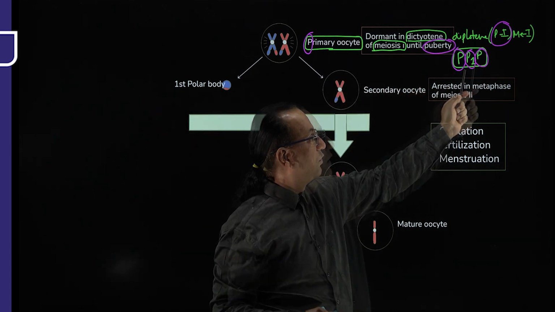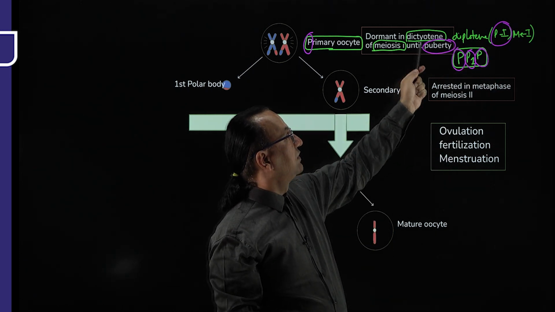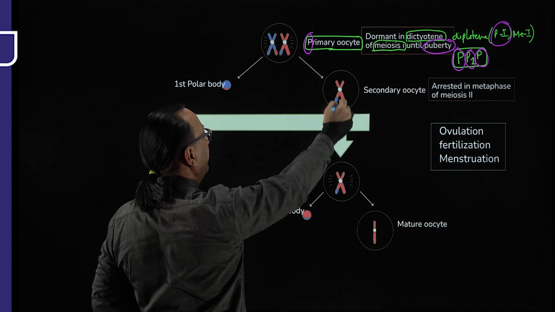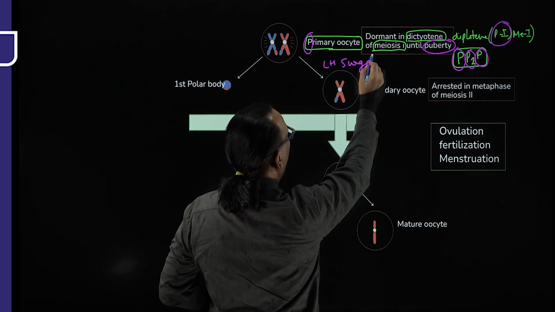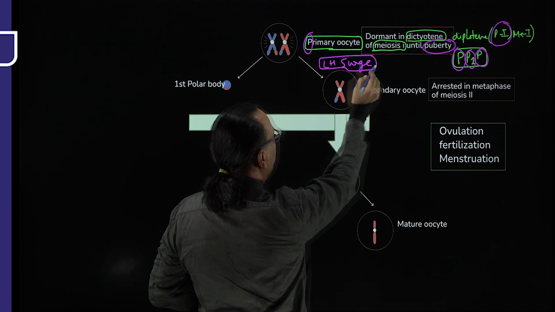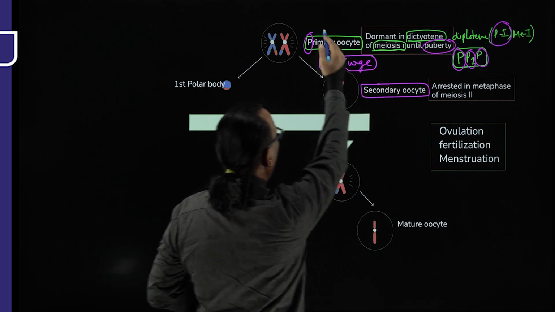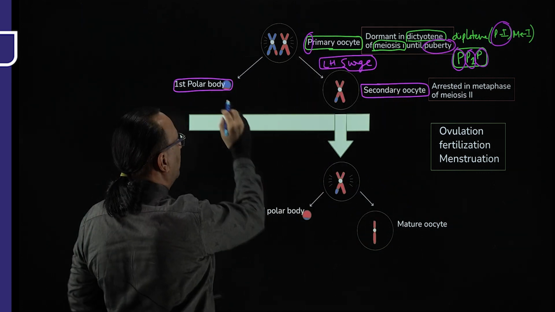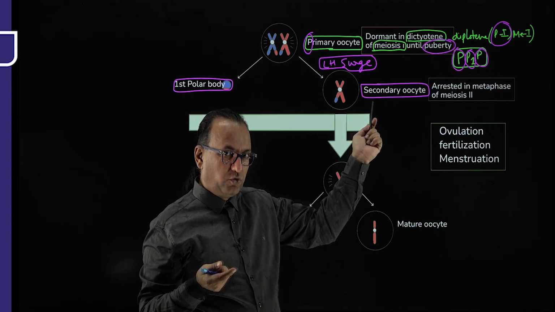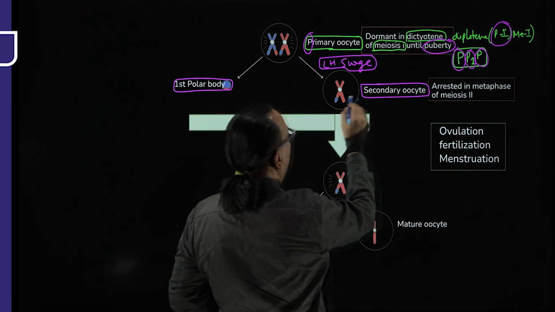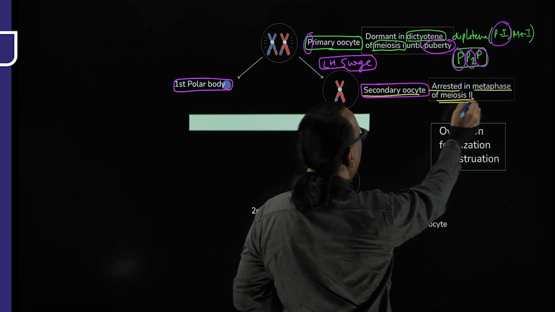And in the diplotene stage of prophase 1, which is also called dictyotene, this cell will proceed further only after puberty, because what it requires is the LH surge. Once we have attained puberty and have the LH surge, only then will the primary oocyte become the secondary oocyte, and along with that there will be release of the first polar body. Now this secondary oocyte will be further arrested in metaphase 2 of meiosis 2.